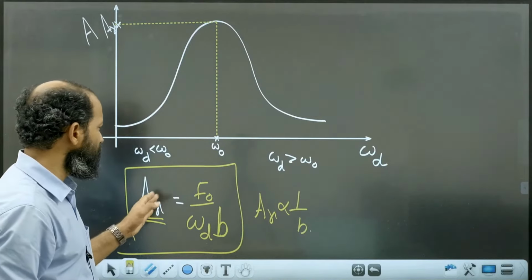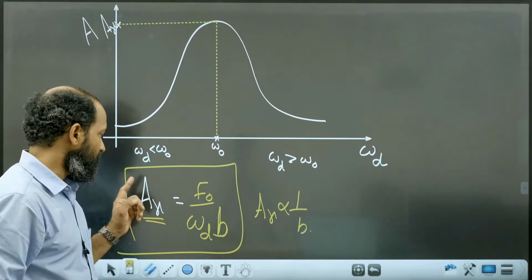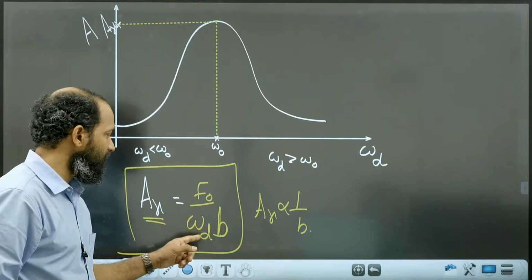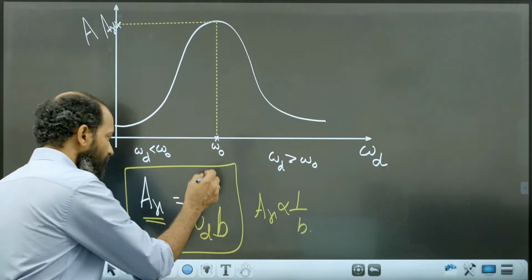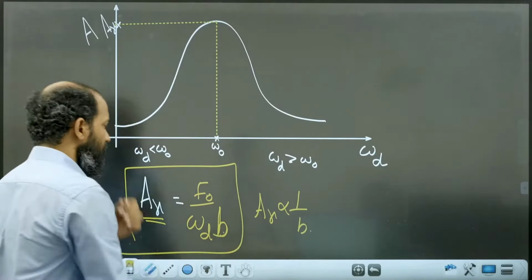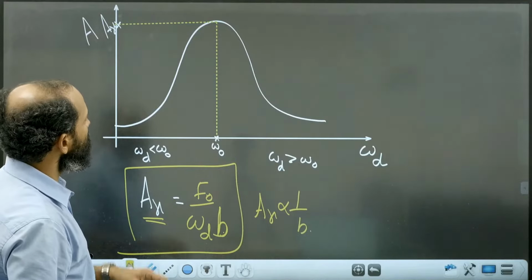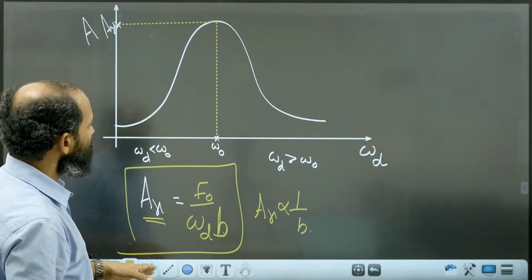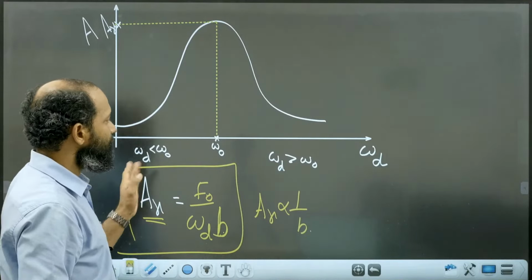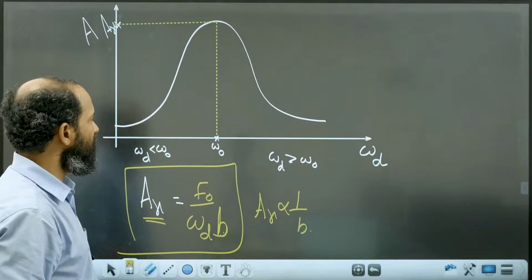Resonant amplitude is more when f0 is more. Resonant amplitude is less when omega d is more, provided f0 and b are constant. But AR proportional to 1 by b is a very important thing. So any vibrating system can vibrate with maximum amplitude when the driving frequency is equal to the natural frequency of the vibrating body. That is called resonance.